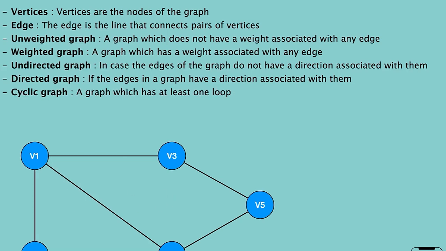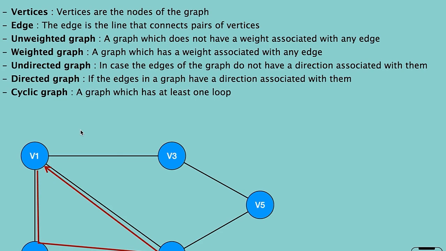Now the next terminology is cyclic graph. In case a graph has at least one loop, then it is called a cyclic graph. Now what's a loop in a graph? A loop occurs if you leave from one vertex and come back to this vertex through another path. In this graph, the first loop is like this. We can go from V1 to V2, then V2 to V4, and from V4 we can come back to V1. So you see that we have a cycle over here.